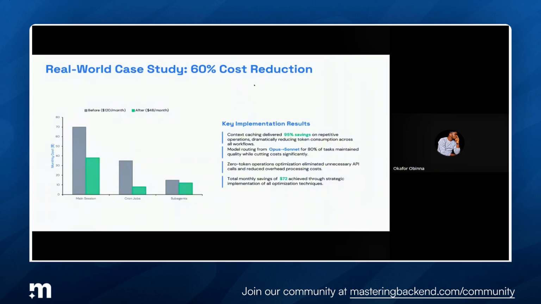Real world case study, 60% cost reduction. Context caching delivered, we've already discussed this, 95% saving on repetitive operations, dramatically reducing token consumption across all workflows. Model routing from Opus to Sonnet. Now, these are Claude Anthropic flagship models. There's Opus and there's Sonnet, right? Opus is the latest model as of now. Sonnet was the one before Opus. So model routing from Opus to Sonnet for 80% of the tasks maintained quality while cutting costs significantly.